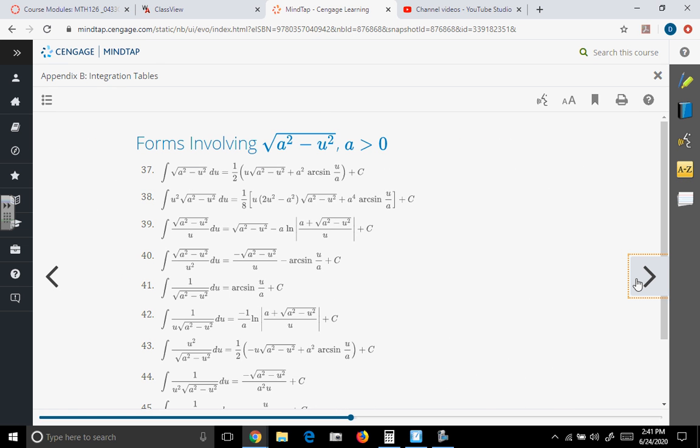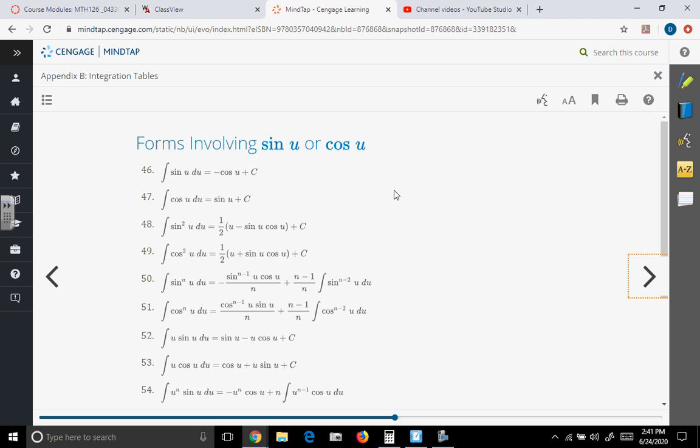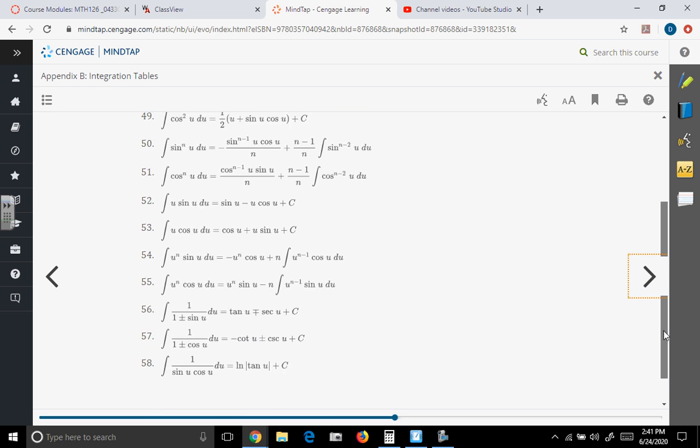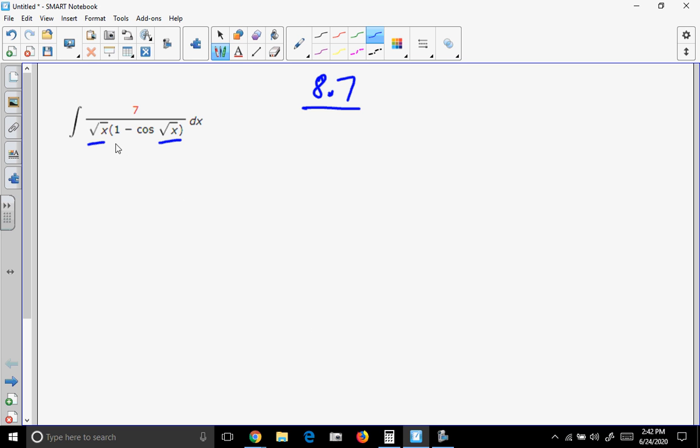So I'm going through, flipping through, and okay, I see some that have cosine in them. So here, I see one that has 1 plus or minus cosine u on it. So this looks close. I have a 1 minus cosine u, but I also have this extra thing out front.